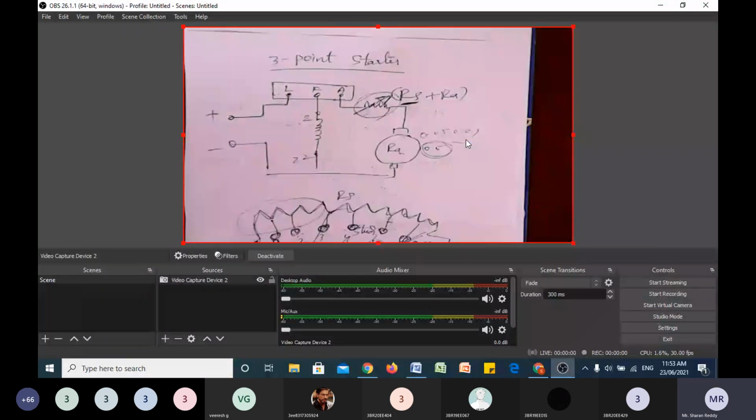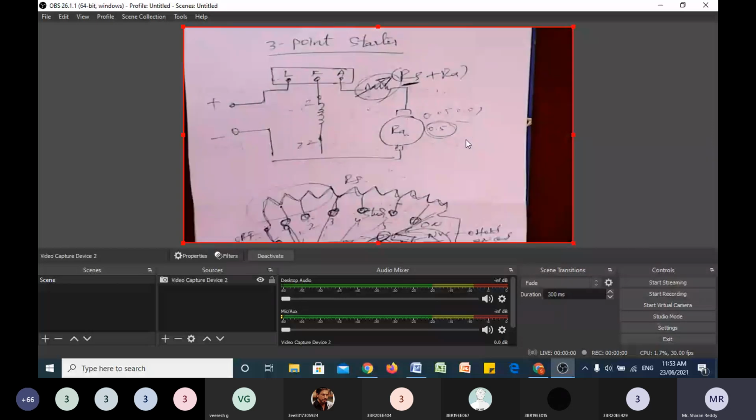Any doubts in the 3-point starter, and what is the drawback of the 3-point starter, and what is the advantage of the 4-point starter? The diagram is saying an extra one more connection you add to the 4-point starter. That is the difference you can observe. Is it clear now? Yes, sir.